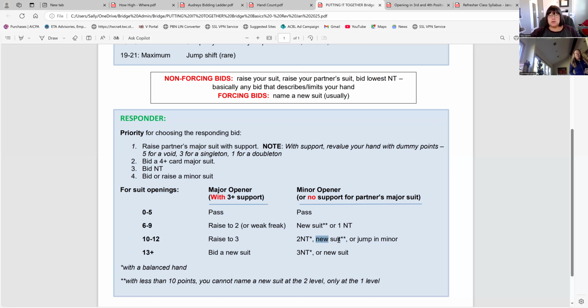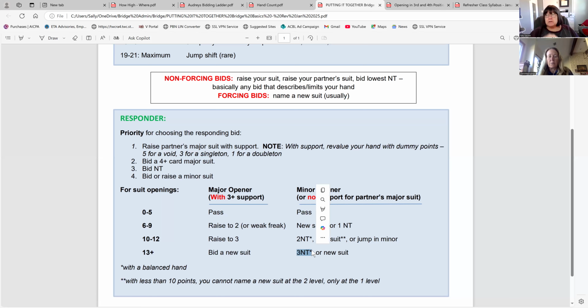Or I can bid a new suit at the 2 level. Or I might jump in partner's minor suit. 1 diamond, 3 diamonds. That would be kind of like the 1 heart, 3 heart bid, 10 to 12. 1 diamond, 3 diamonds, same thing. And in that case, you would have revalued your hand using dummy points because you're about to support partner's opening suit. Then with 13 or more, you can bid 3 no trump.